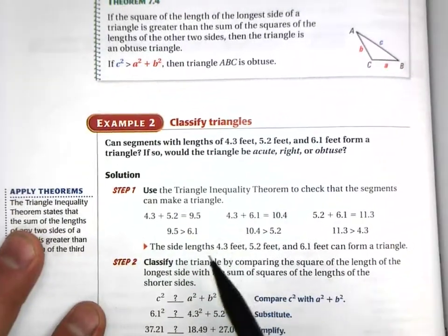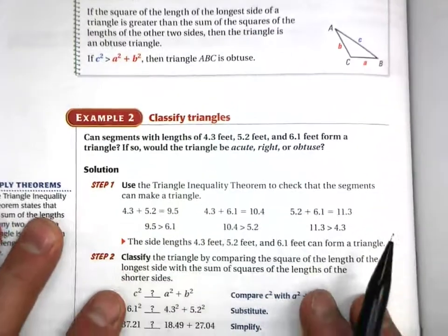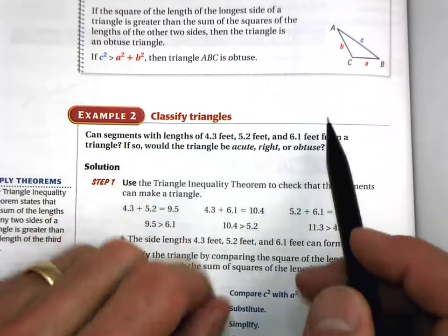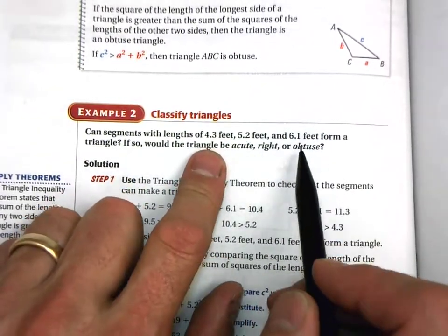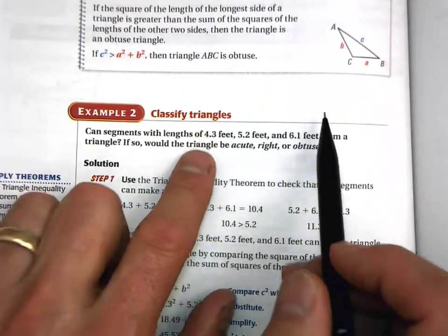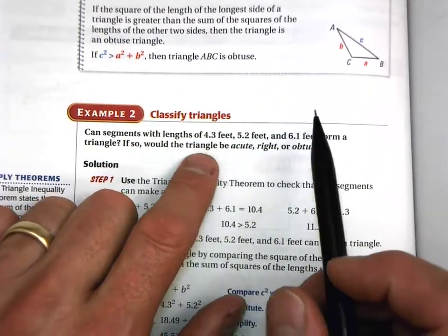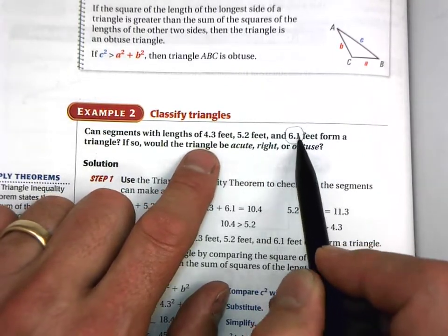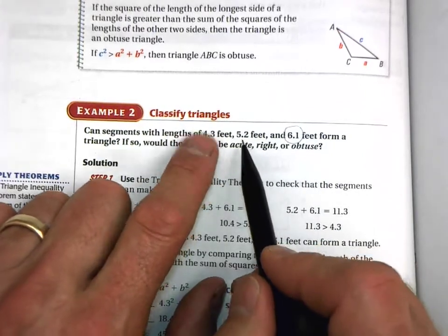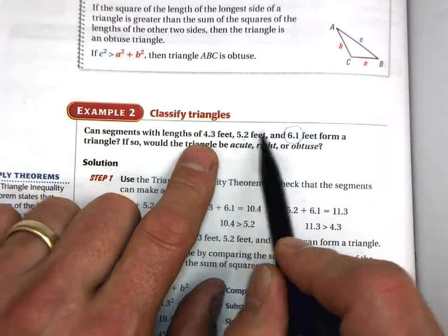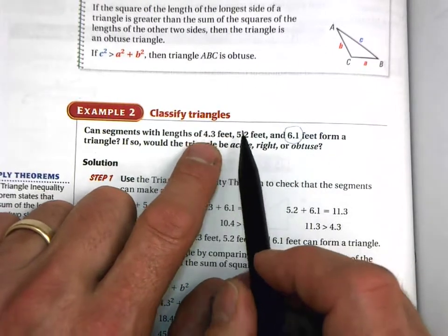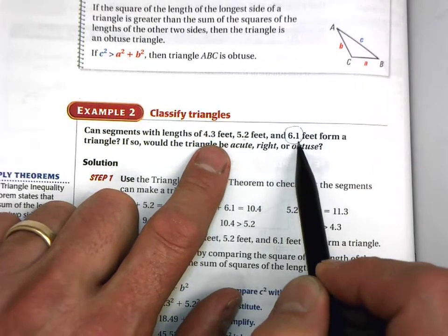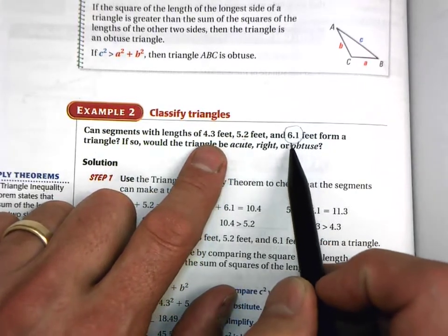So here's a few more examples in the book, and they give us three sides: 4.3, 5.2, and 6.1. And they're asking us, okay, what kind of a triangle do these three sides make? Well, remember, we first have to see whether they make a triangle. And how do we do that? We find the longest side is 6.1. And remember, the sum of the two smaller sides has to be greater than the third side. So, of course, 4.3 and 5.2 is greater than 6.1. And so, therefore, yes, this does create a triangle.